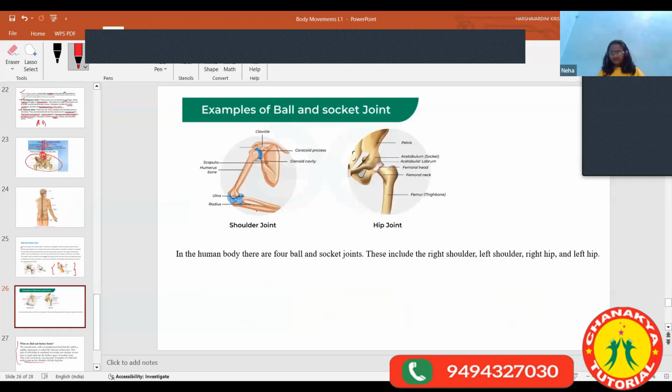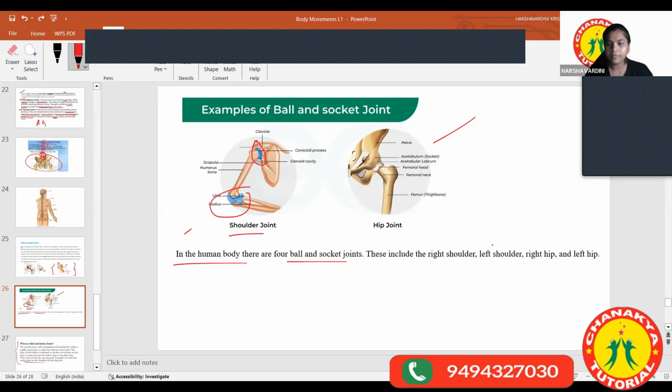Examples of ball and socket joints we already spoke about. There are a lot. Hip joint, shoulder joint, right? So this is the shoulder joint, here and here. In the human body, there are 4 ball and socket joints. Remember, okay? Right shoulder, left shoulder, right hip, left hip. And the elbow does not come under ball and socket joints.